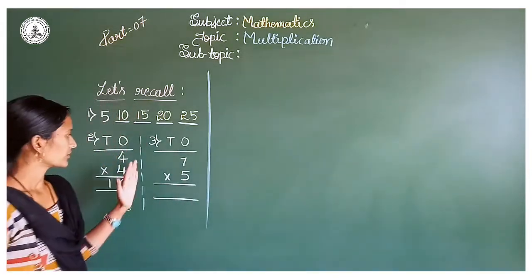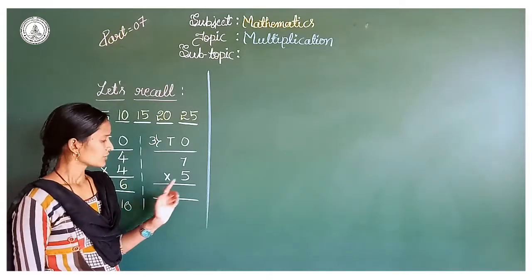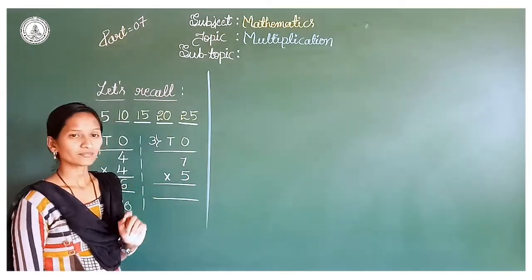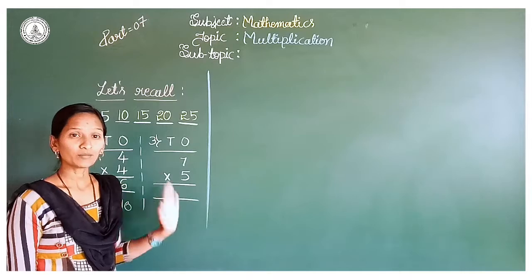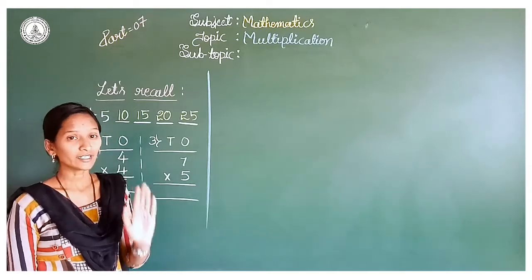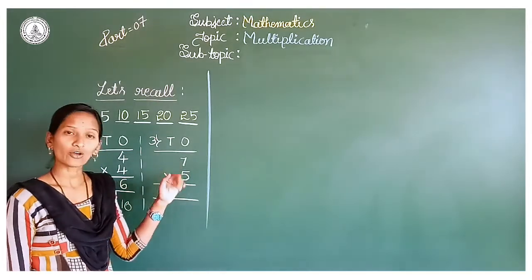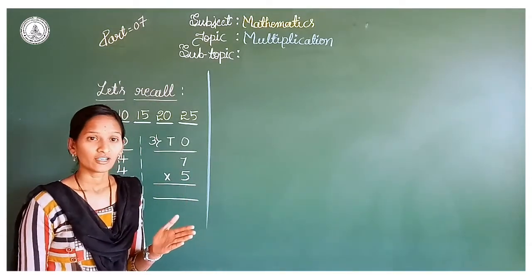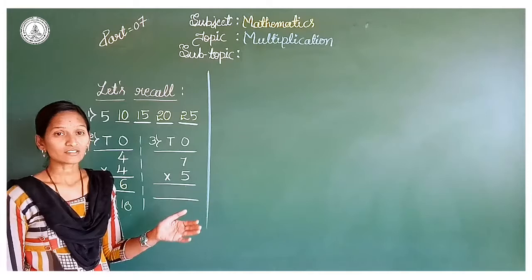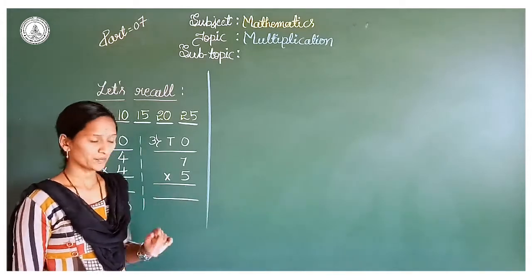Right? So come to the third problem. 7 into 5. For solving this problem, you have to recall the table of 5. So in that 5 sevens are equal to what? Yes, 5 sevens are equal to 35.